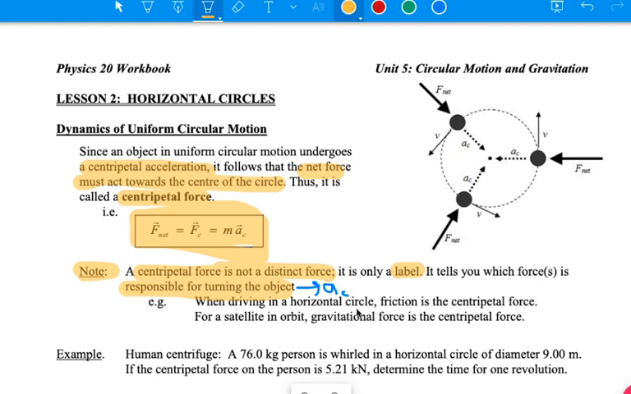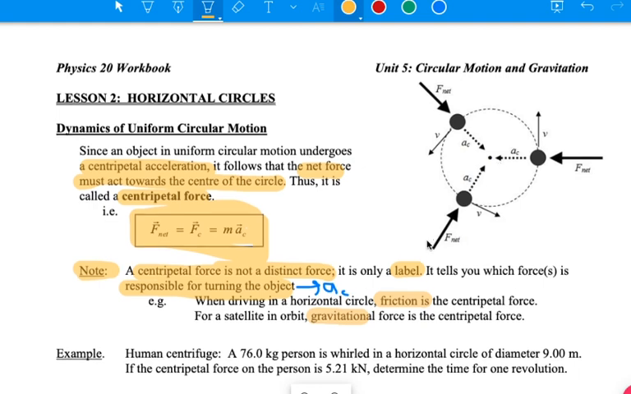So when we're driving in a horizontal circle, pulling out some donuts in the parking lot, then we have friction as our centripetal force. That's the one that's turning the object, changing the direction of our speed. Our centripetal acceleration is created by the friction on our tires. And similarly, when a satellite's in orbit, it continues to turn around the planet that it's orbiting because of gravity. Those are just two examples. We could also have a yo-yo with a string. Now the tension force in the string is our centripetal force, and the list goes on and on.